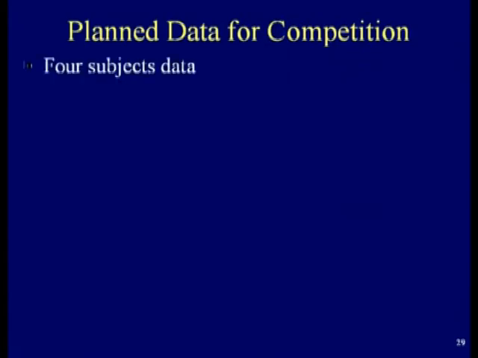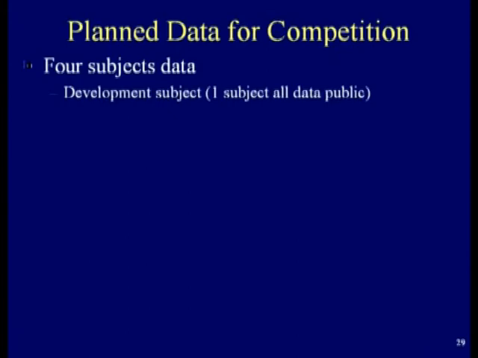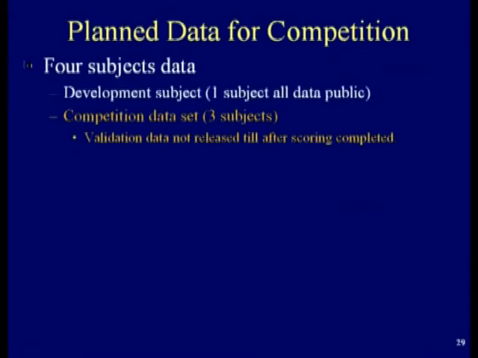The planned data for the competition will include 4 subjects. The first subject we call the development subject. We will give you all the data of both the structural and functional data sets that we will be using within that set. We will also provide 3 competition data sets of 3 subjects where there will be validation data which will not be released until after the scoring is completed.